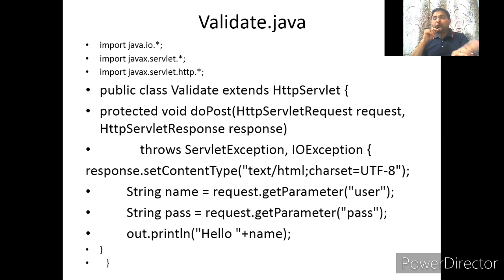And what is the role of out.println? Hello plus name. Out is the object that will write data back to the client, and your name will be visible.